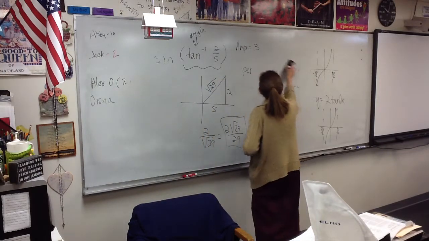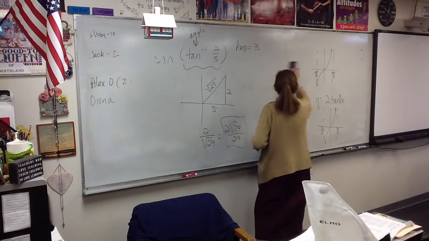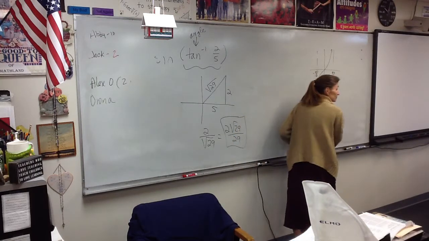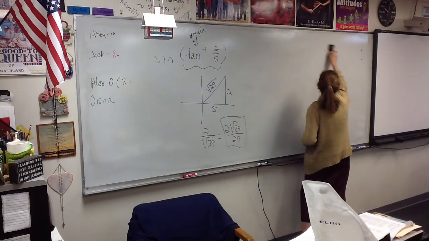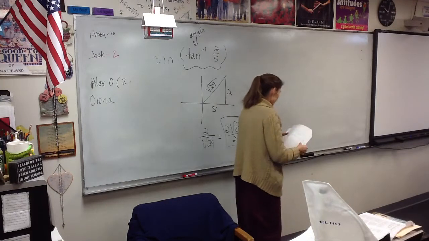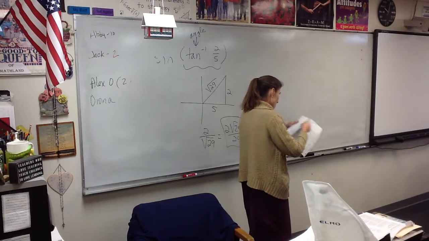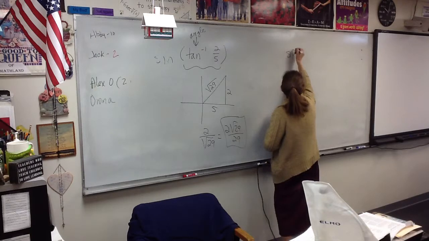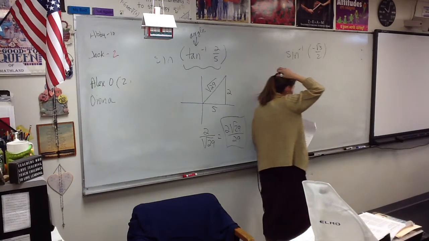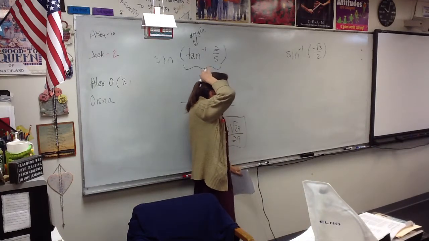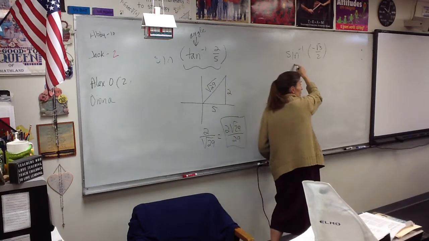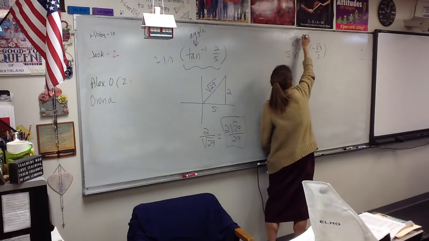All right, who else found a question on the sheet that you have a question about? Who else found a question? Ethan? What was it, 5E? 5E says find the angle whose sine is negative root 3 over 2. Now how do I know I'm finding an angle? That's this notation right here. This says you're looking for an angle.